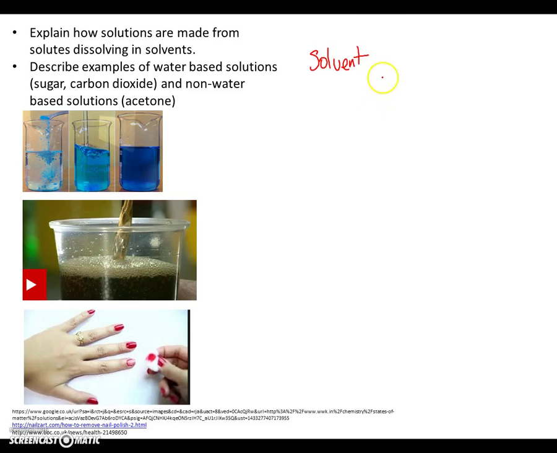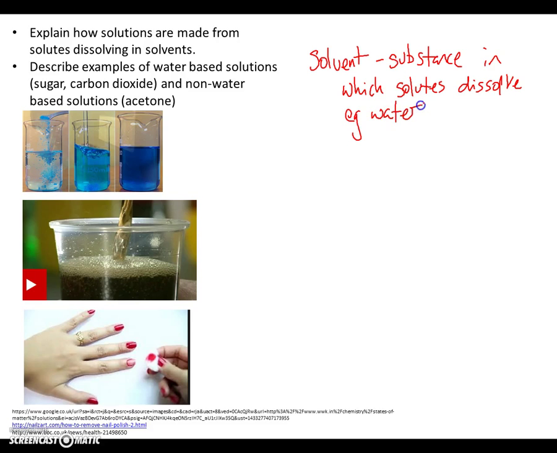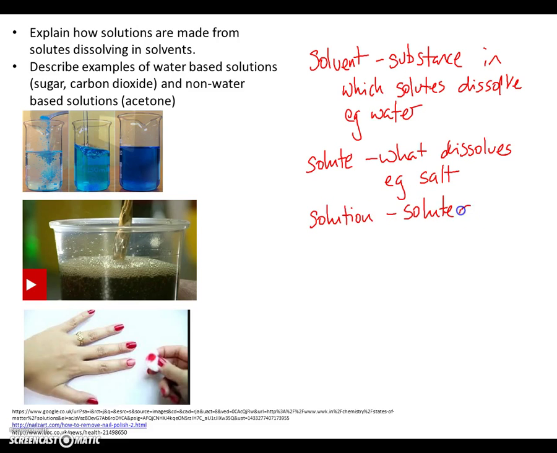So a solvent is simply a substance in which solutes dissolve, e.g. water. A solute is what dissolves, e.g. salt. And a solution is when you have a solute dissolved in the solvent.